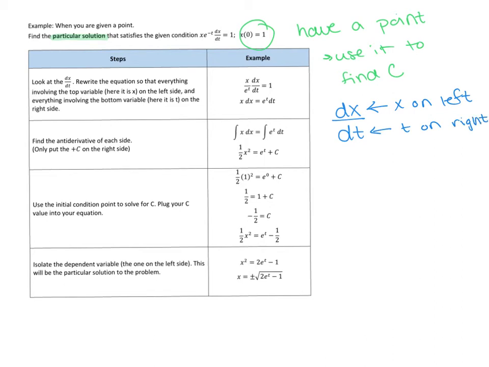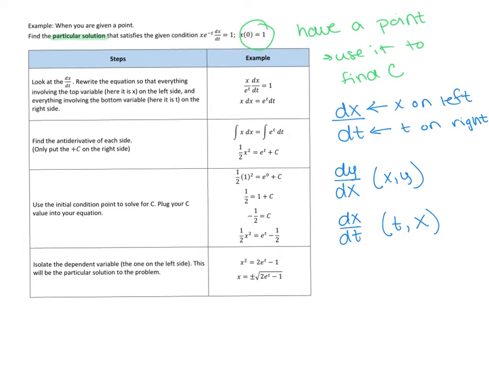What this also means is instead of a problem like x comma y, whatever variable's on top is the dependent variable. So when we have something dy dx, any point that we're given is x comma y. Here, dx dt is going to be t comma x. So it is going to feel a little different.